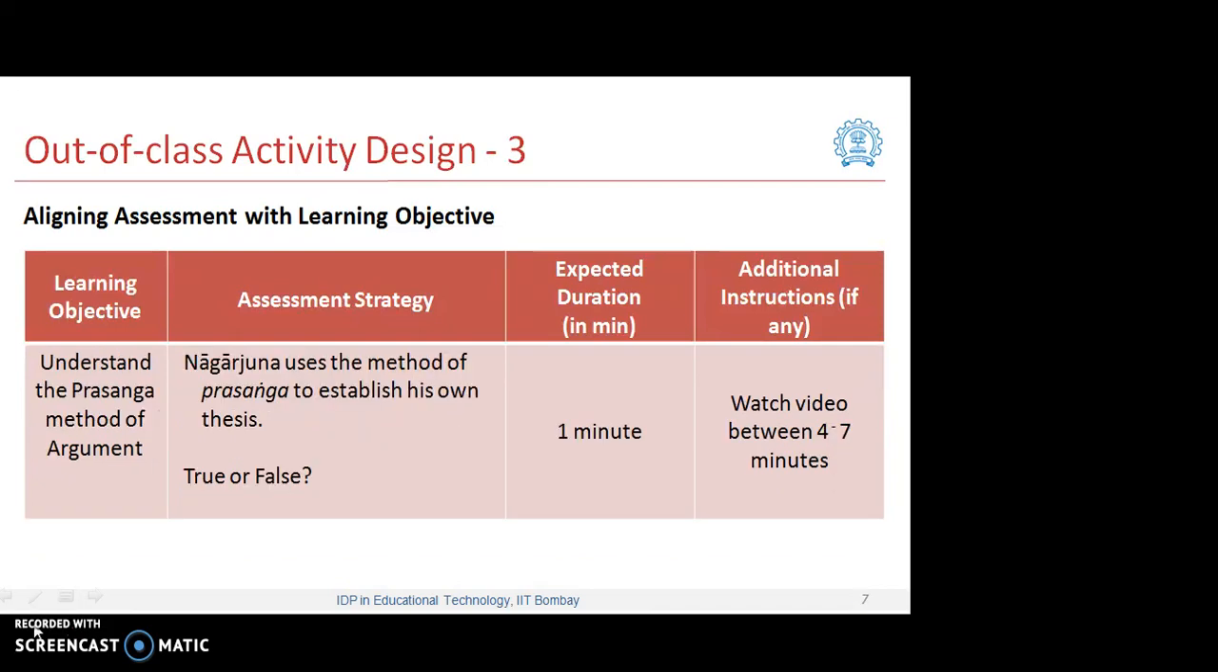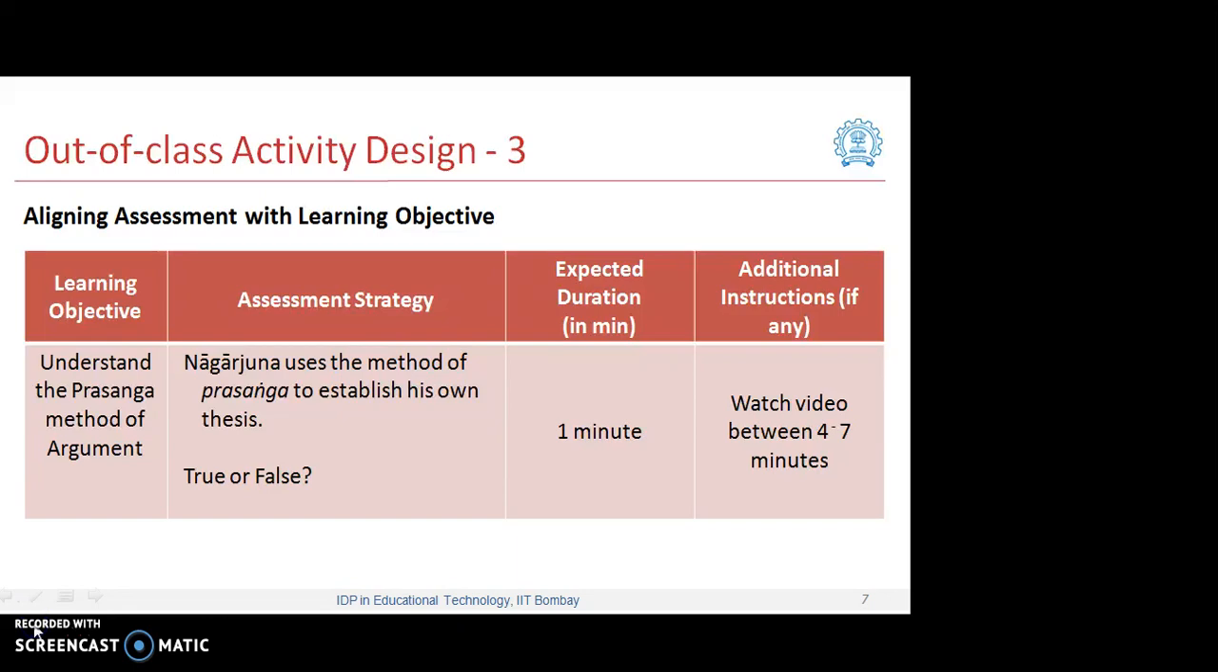The third question is a statement. Nagarjuna uses the method of Prasanga to establish his own thesis. Now the students are supposed to decide whether this is a true statement or a false statement. For this purpose, they can refer to the video between 4 to 7 minutes and try to get the answer by themselves.